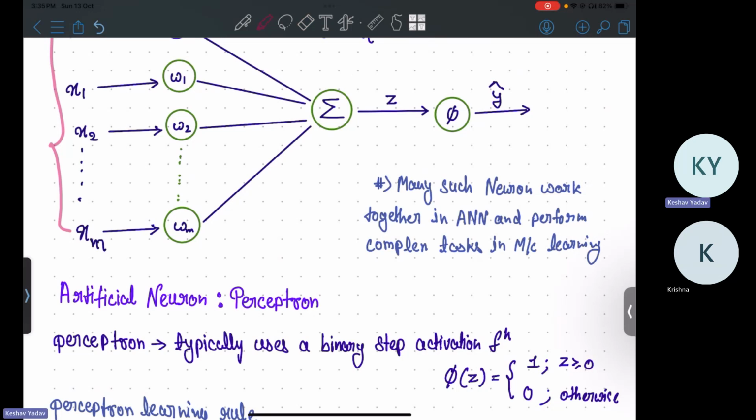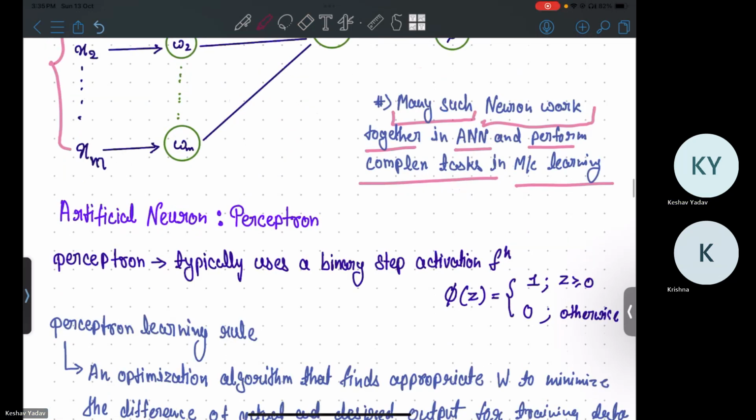This is what an artificial neuron is. Many such neurons work together in an ANN to perform complex tasks in machine learning. So many such neurons are combined to do a complex task in machine learning, and that combination of neurons is known as an artificial neural network.